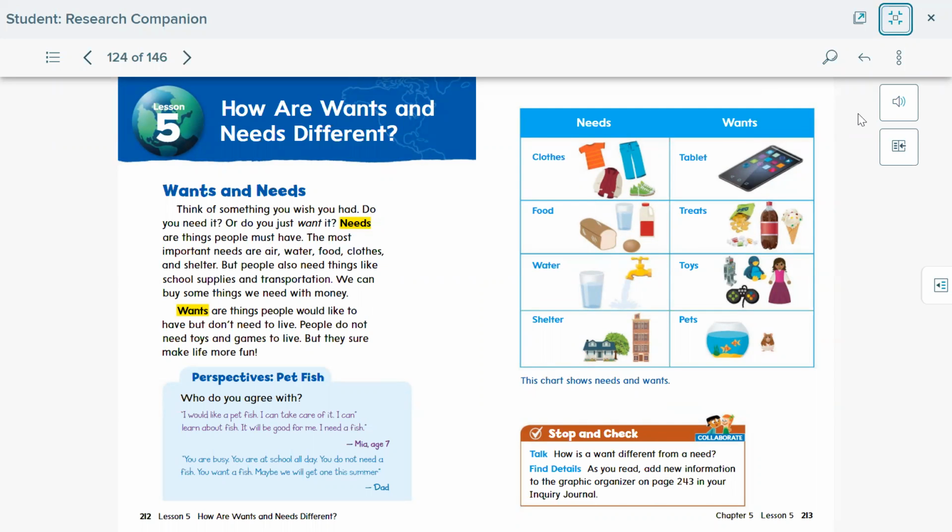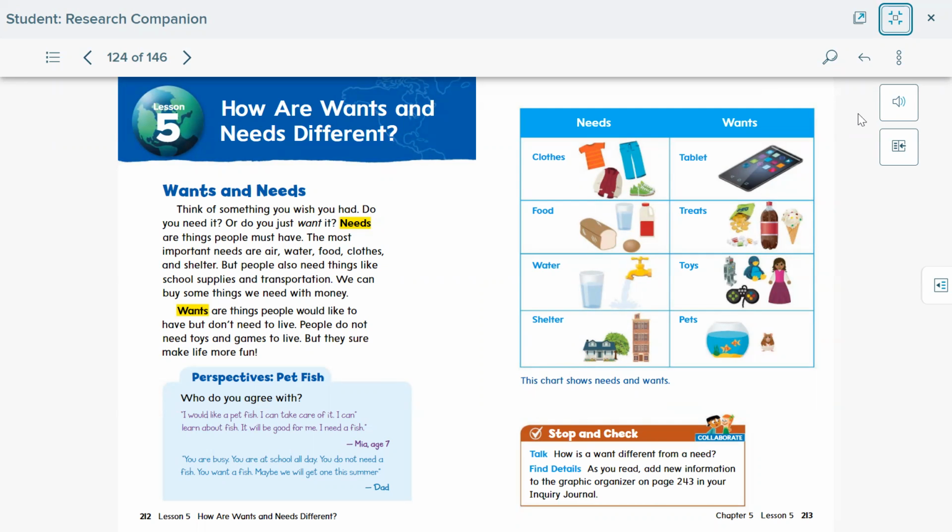So as we say, needs are something that you have to have to live. Wants are something that you can have now or you can have later. Wants are things people would like to have but don't need to live. People don't need toys and games to live, but they sure make life more fun.